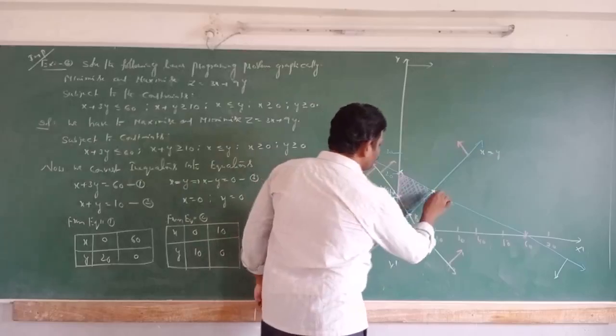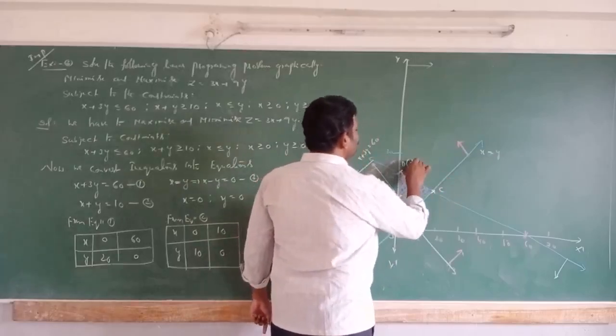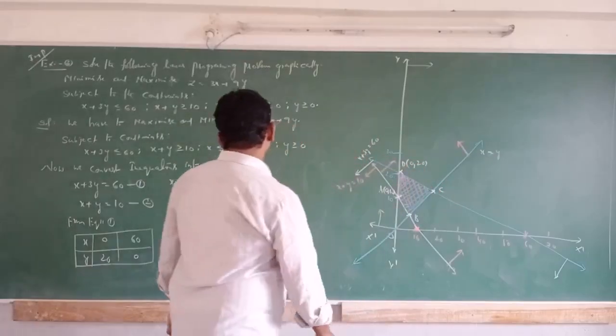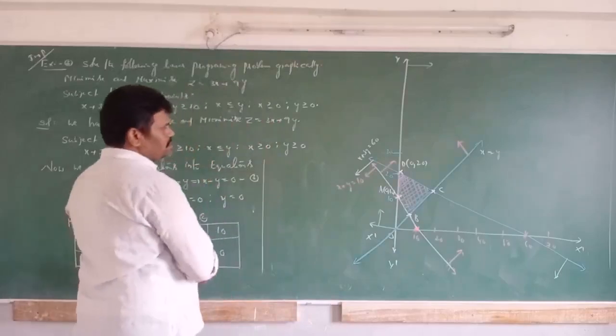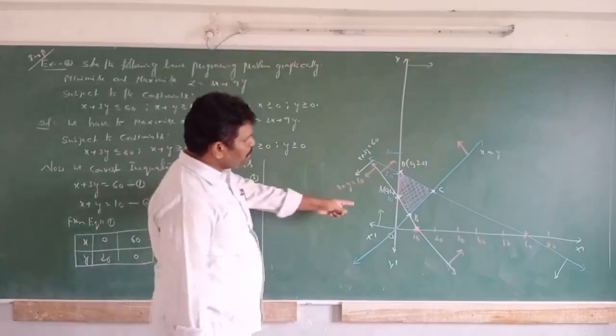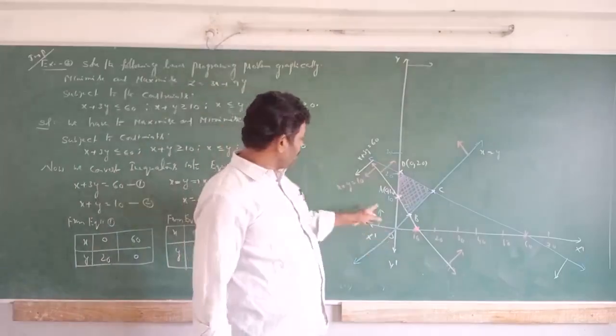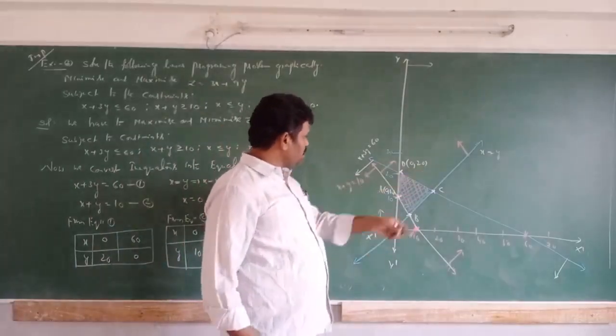B, if you want to find out. C, if you want to find out. D also 0, 20. Then how to find the other corner points? So first these two corner points. B point, if you want, means which lines are intersecting? x plus y equals 10 and x is equal to y.